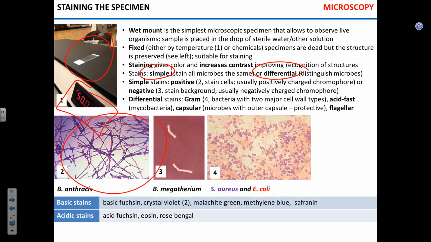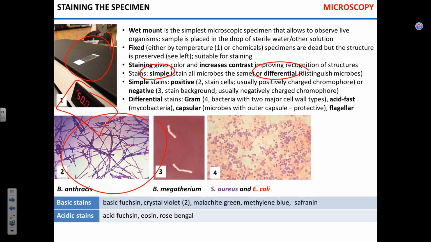For instance, crystal violet and safranin are simple stains. All cells, all of them, whether it's Staphylococcus or Campylobacter, gram-positive or gram-negative, are going to be stained blue with crystal violet, red with safranin. Okay? That's simple. Differential allows you to distinguish microbes.